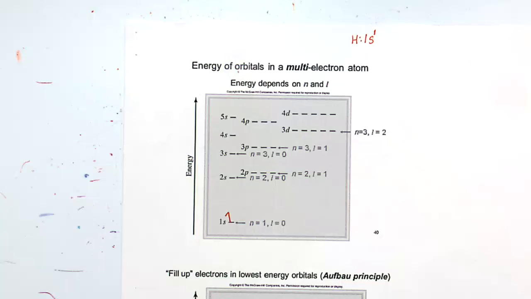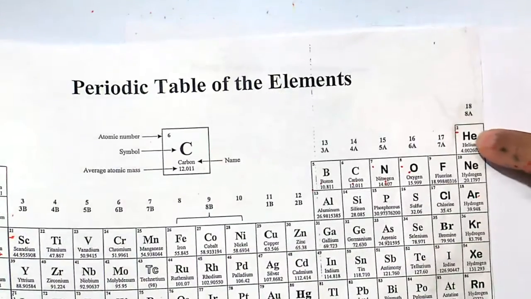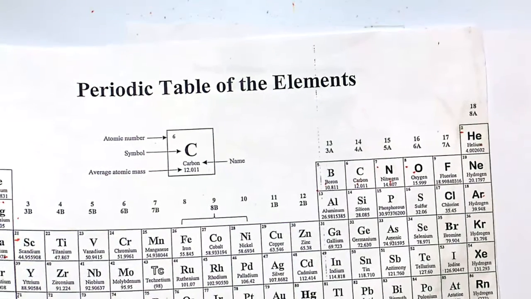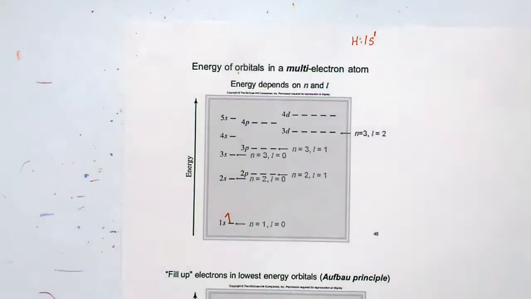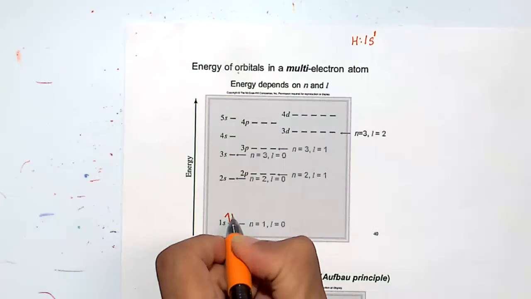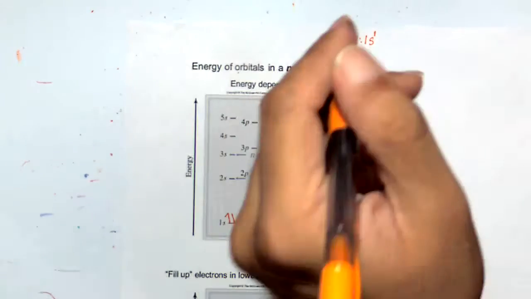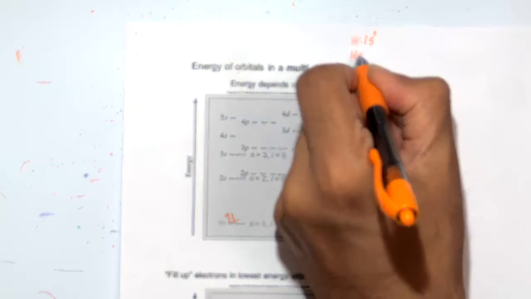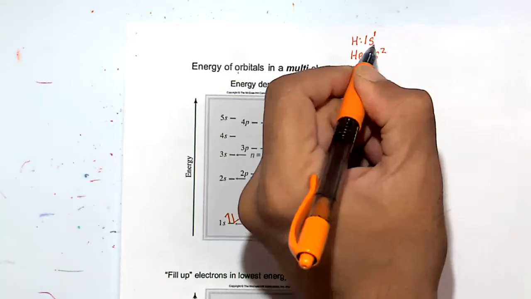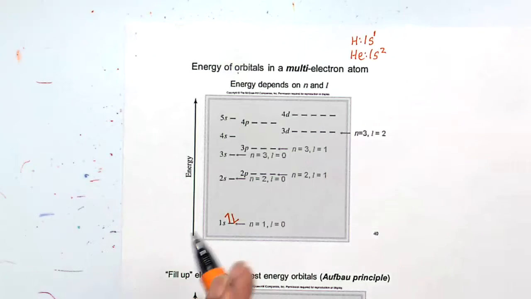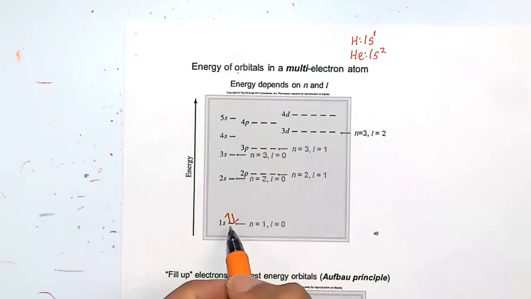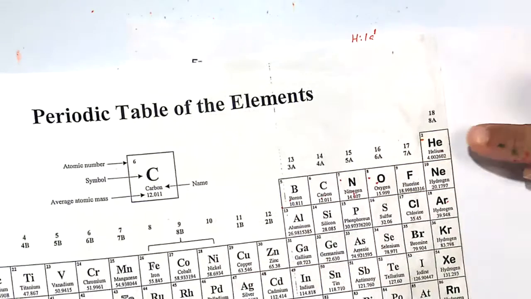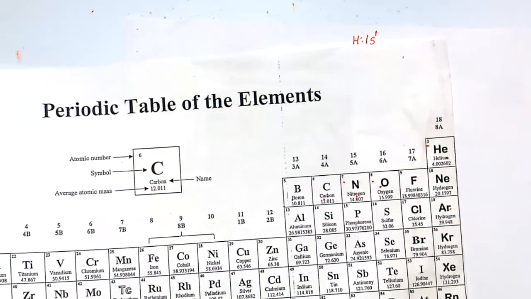All right, what's the next element here? Helium. How many electrons in helium? 2. So where will that electron go? Spin down here, and the electron configuration of helium is 1s2. Notice that helium is a noble gas. We filled up energy level 1, n equals 1 for helium.